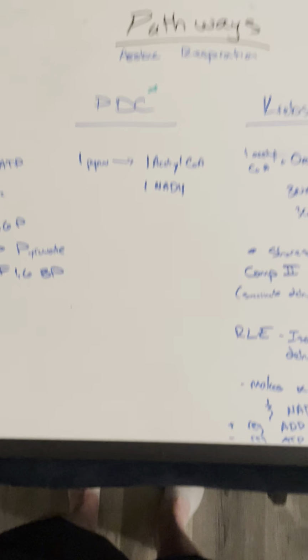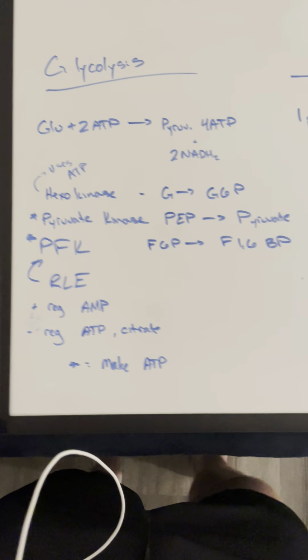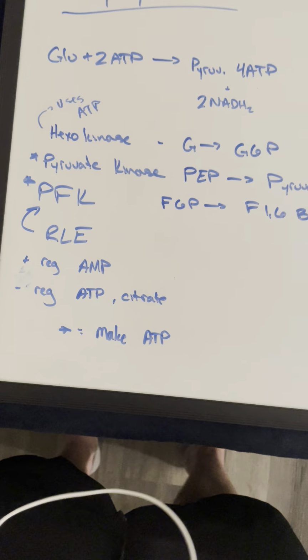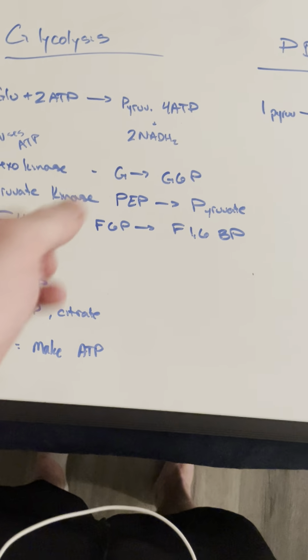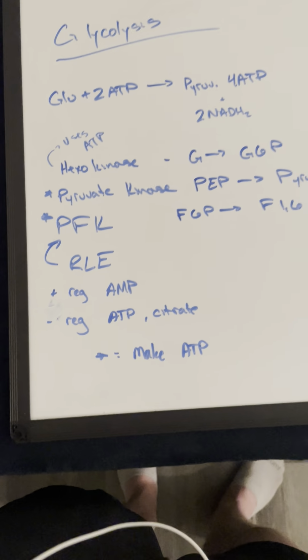Pathways: aerobic respiration. So this is in the presence of oxygen. Green stars mean mitochondria. That's where they happen. But the first step is going to be glycolysis, tried and true. Glucose, and you use 2 ATP. It gives you 2 pyruvate, 4 ATP total, net 2, and then 2 NADH.